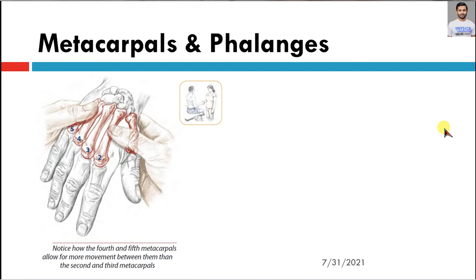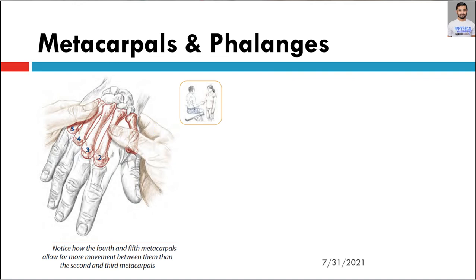The metacarpals and the phalanges are very easily palpable because they are long bones, although of very small size. They have all the features of the long bones: epiphysis, metaphysis, and shaft. So these are very easy to palpate. You can start from the first metacarpal, then jump to the second, third, fourth, and fifth, and these are relatively easy to palpate.